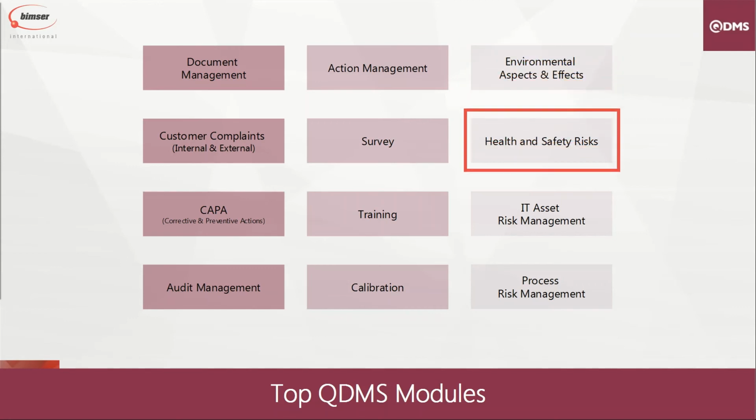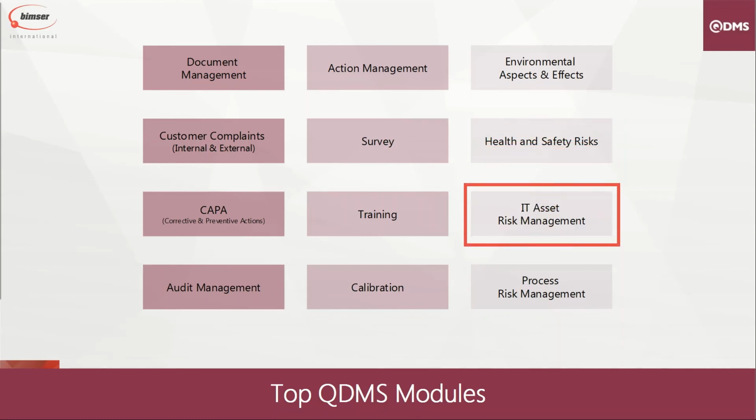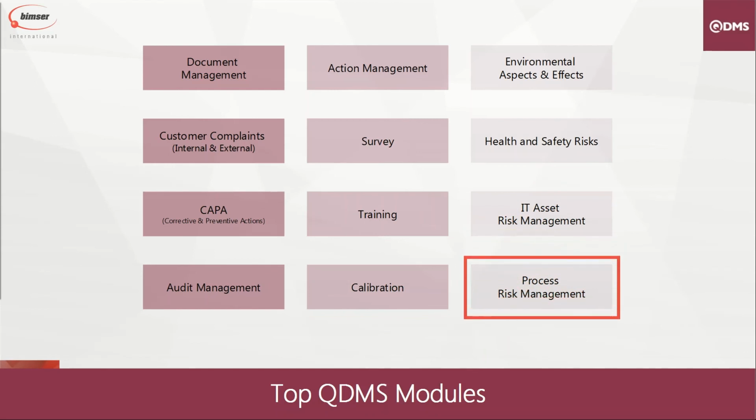The Health and Safety Risks module has a similar functionality, but instead of monitoring environmental impact, it monitors the dangers that are likely to occur by instances regarding occupational health and safety hazards. The IT Asset Risk Management module, also very similar, but geared more towards the risks of information and security. Something to keep in mind for companies that would like to comply to ISO 27001 standards. Last but not least on this list, we have the Process Risk Management module, which is used to manage process performance indicators with information retrieved by the system.